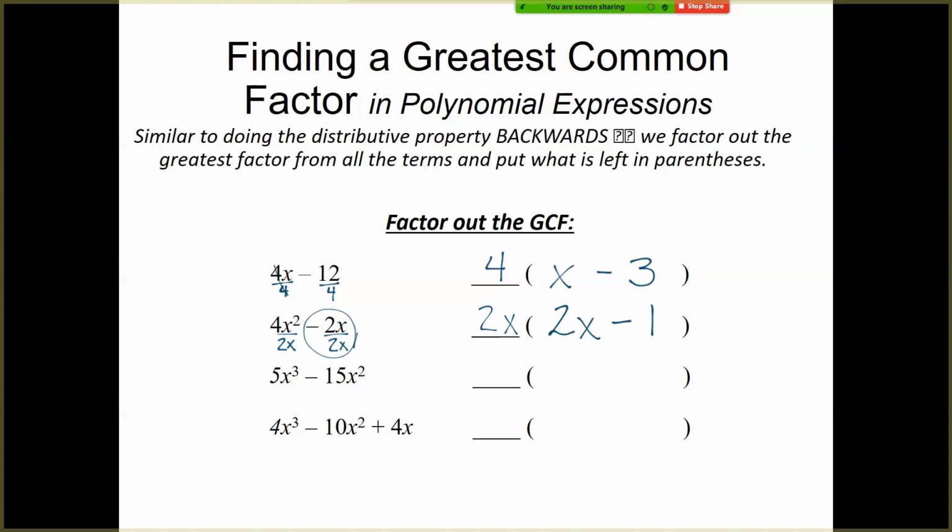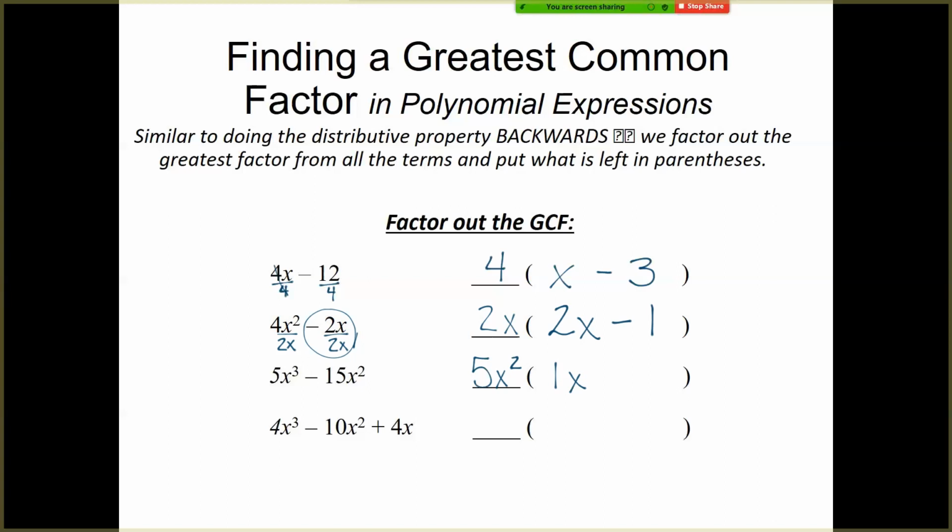The third one, 5x to the third minus 15x squared. What's our greatest common factor? 5x to the second, perfect. So 5x to the second or 5x squared is our greatest common factor. We're going to divide both terms by 5x squared. So first term, 5x to the third, divided by 5x squared. Well, 5 divided by 5 is 1. X to the third divided by x squared is just x. So you can either write 1x or you can just write x.